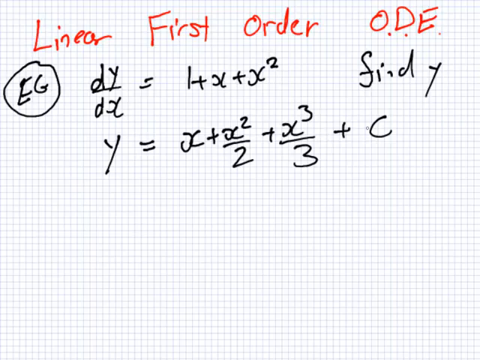Because we integrated. Do you get the idea that what you're doing here is you start with the derivative, and then by integrating you can get the original?